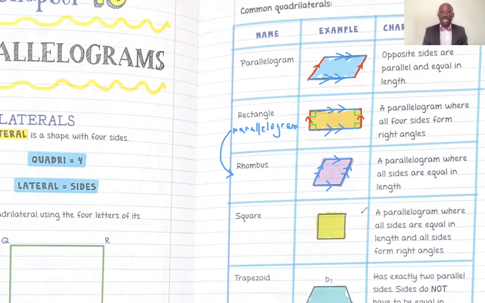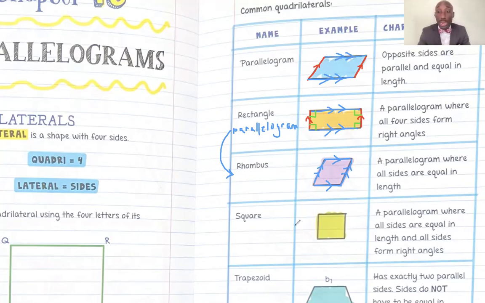So a rhombus is both a rhombus and a parallelogram. And remember, all of these are quadrilaterals. However, every single one is not a parallelogram. We'll get to that. So far, a parallelogram is both a quadrilateral and a parallelogram. A rectangle is a quadrilateral, a rectangle, and a parallelogram. A rhombus is a quadrilateral, a rhombus, and a type of parallelogram.